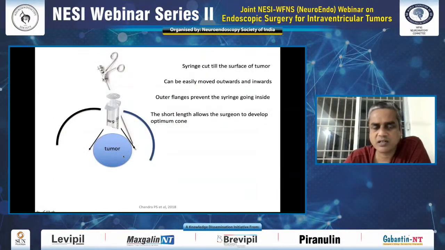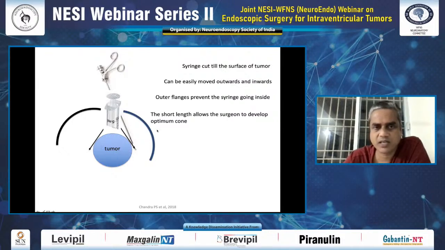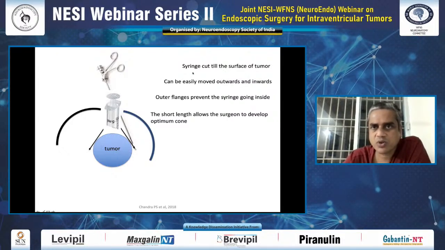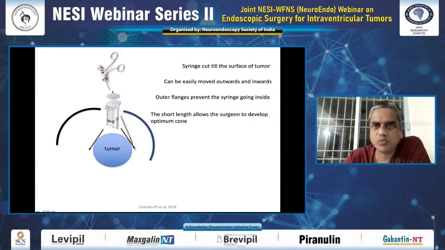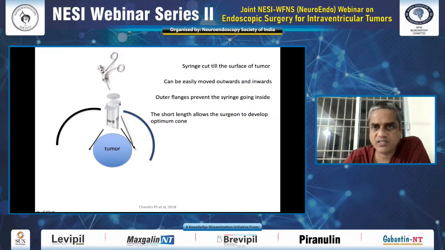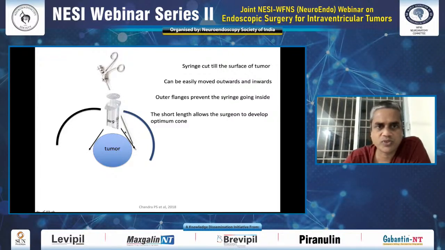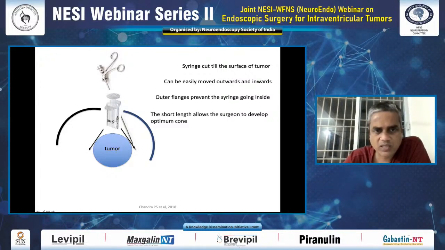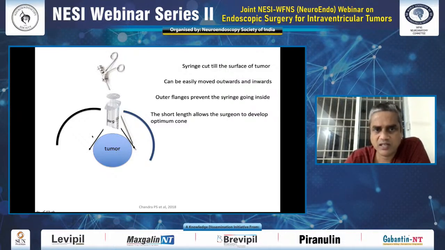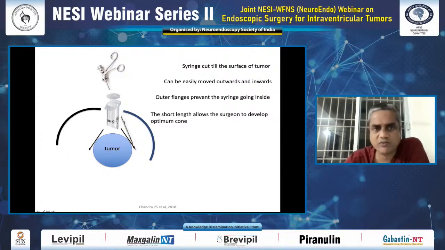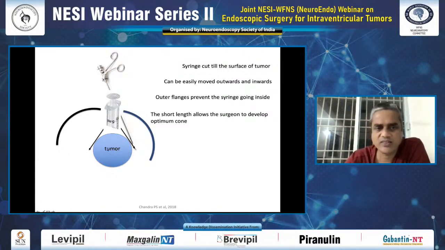intraventricular hematoma, intracerebral hematomas. So obviously, when a syringe is cut up to the level of the tumor, it can be easily moved both outwards and inwards. The outer flanges prevent the syringe from going inside, like Professor Qureshi was mentioning. The short length, I find, allows the surgeon to develop this tunnel, which is very much required for minimally invasive approaches, in a very nice and comfortable manner.